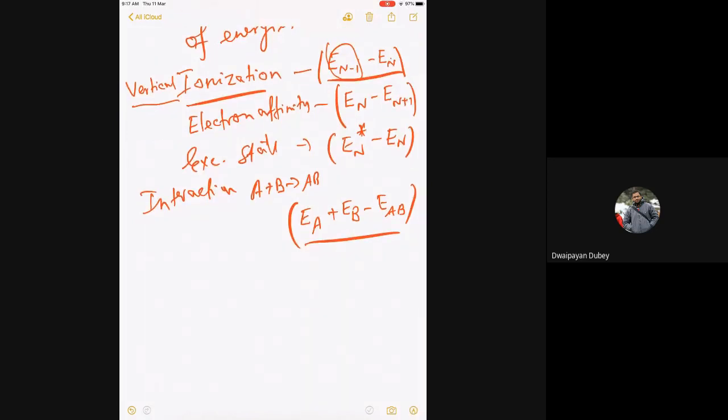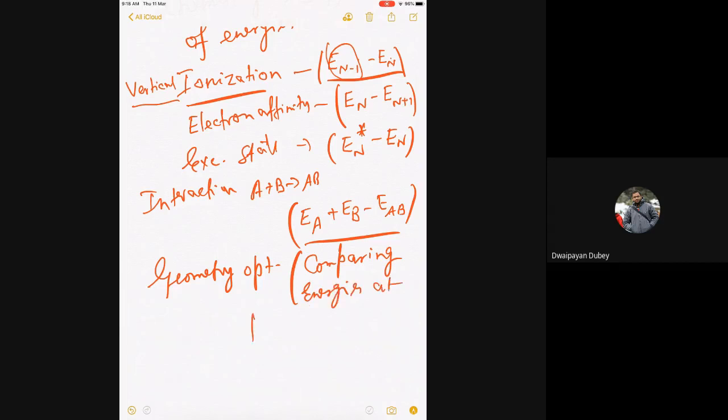Please tell me if you don't understand anything. If you do geometry optimization, that is comparing energy at two different geometries, right? And then finding out which is minimum. So in a way, this is also a difference of energies.